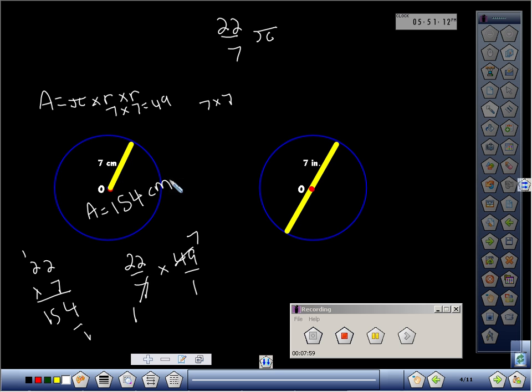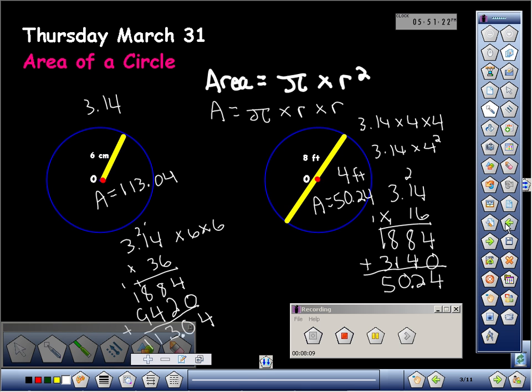154 centimeters, and we're finding area. Whenever we find area, it's in squares, square centimeters, square feet, so we have to put squared. That's something that I failed to mention on that first page. Oh, silly me. In fact, I didn't even put centimeters squared. This one would have been feet squared, so we go back and fix that.